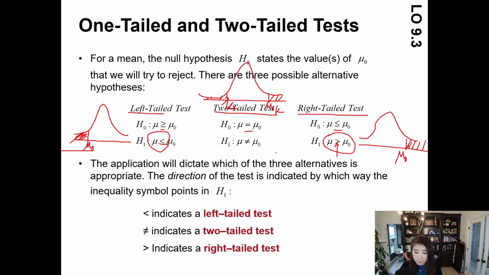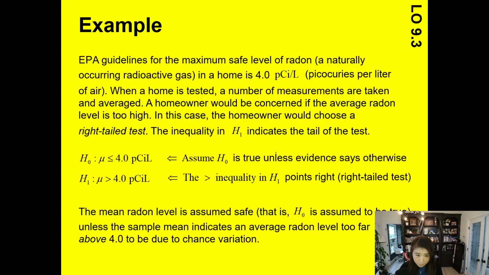Let's look at your rejection rules. Before we move on, let's look at an example together. The EPA guideline for the maximum safety level of radon, a naturally occurring radioactive gas that is very poisonous, in the home is 4.0 picocuries per liter of air. Sorry for my pronunciation here, I'm not too familiar with this measurement. When the home is tested, a number of measurements are taken and averaged. So basically we're testing the average.